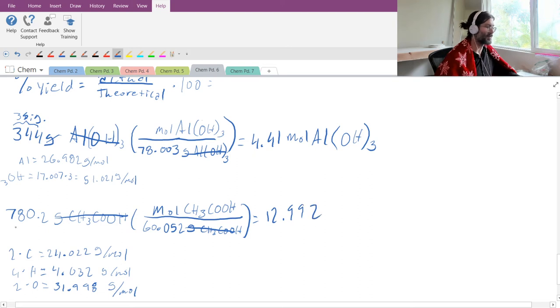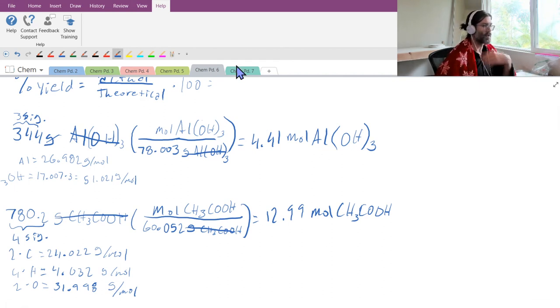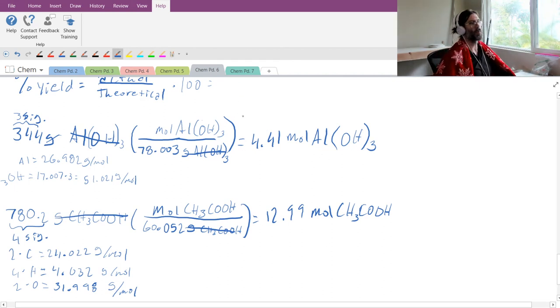Here we have 4 significant figures. So we go to the 4th, we look at the 5th, we see that it's less than 5, so we round down to 12.99 moles CH3COOH. All right. So we know how many moles we have of each.